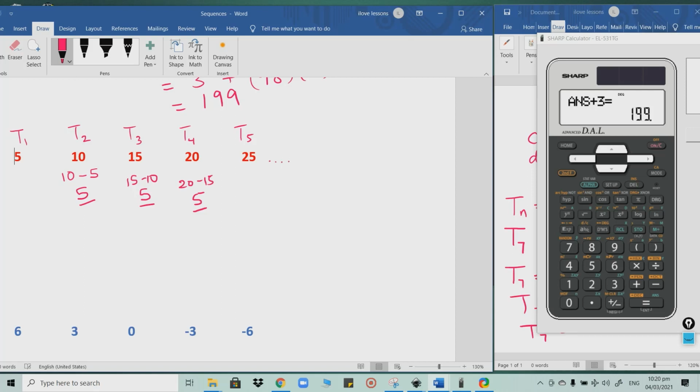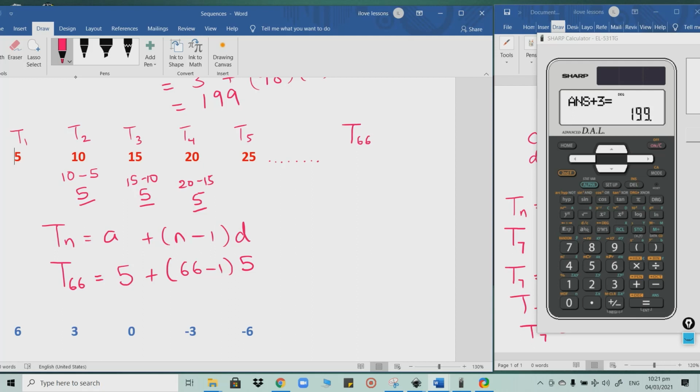Let's say we wanted to find the 66th term. Well, let's write the formula. Tn is equal to a plus n minus 1 multiplied by d. d is the common difference, the difference between all of the numbers. And the number is 5 because each of these numbers differs by 5. We want to find the 66th term. So that means a is my first term, which is 5. That's T1. n is 66. So I'm replacing any n's I see with 66. And my common difference is 5.